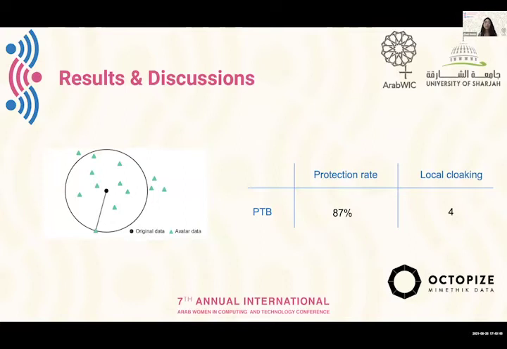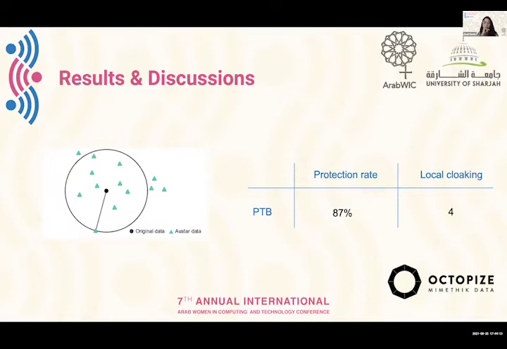Now for the protection rate, to prove the protection of the people in our data set, at Octopize, we have built two metrics, the protection rate and the local cloaking. These metrics have been audited by the CNIL, which is the organism in charge of the respect of the GDPR in France. So these metrics answer to the individualization criteria.